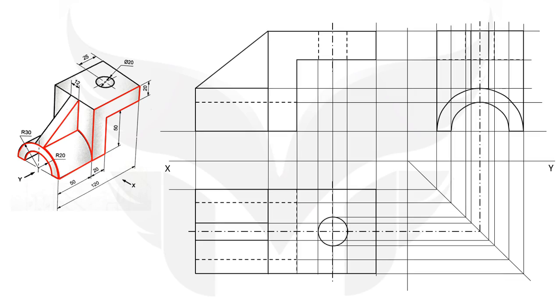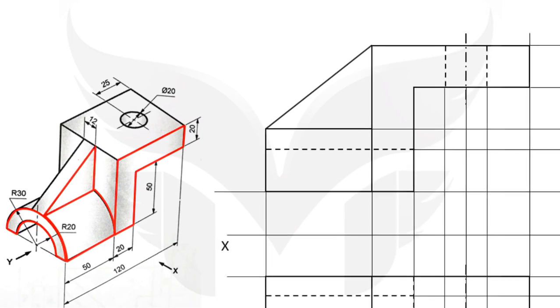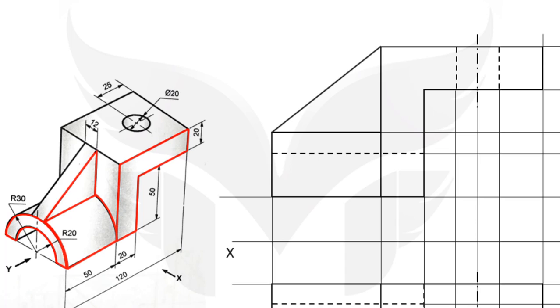Look at this picture showing orthographic views of an object. If we just take a look at the front view, then here we have shown all the visible edges with continuous thick line and the invisible edges with dash thick line. So, the continuous thick lines are always used to show the visible edges of an object. Remember that.